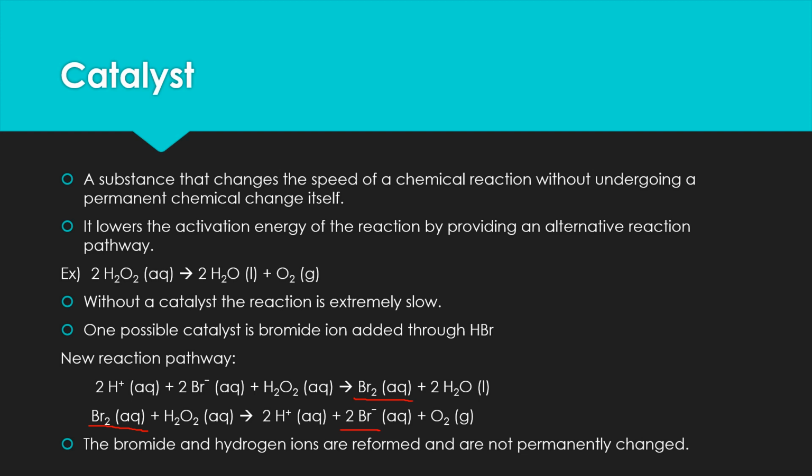So we can see that the bromide ion is present at the beginning as a reactant, and it's present at the end as one of the last products. And it is unchanged. Even though it goes through a change during the reaction, it becomes Br2. That's an intermediate, and we would take that out. But the bromide itself, what we put in is exactly what we get out. The bromide and hydrogen ions are reformed and are not permanently changed. So we also see the same thing happen with the hydrogen ions. Those are just kind of spectators hanging out, not really doing anything. So we get our same catalyst out of the reaction that we started with.